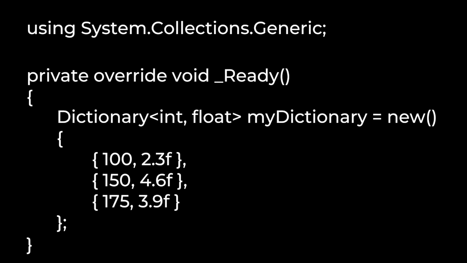In this example, we are declaring a dictionary called myDictionary, and we're initializing it with 3 key value pairs. The key 100 will return the value 2.3, the key 150 will return the value 4.6, and the key 175 will return the value 3.9. Interacting with dictionaries is done the same way you'd interact with an array or list. You'll just use a key instead of an index.